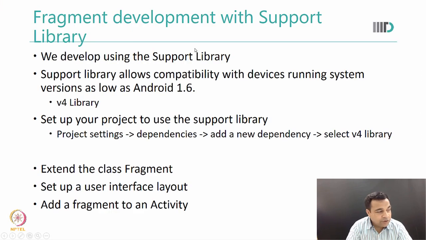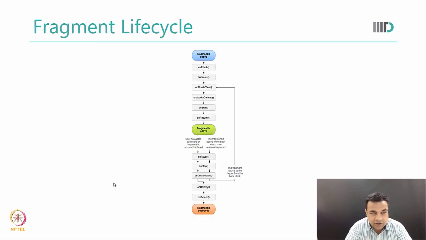So yes, we develop using the support library for two major reasons. One, it provides backward compatibility with far lower versions of Android, and number two, the support library gets updated far more often, so you will have more of the latest features. Now, how do we develop a fragment? We extend the class Fragment, we set up a user interface layout, and we add a fragment to an activity. We will see all this in a program, but first we want to cover some basics of the fragment.